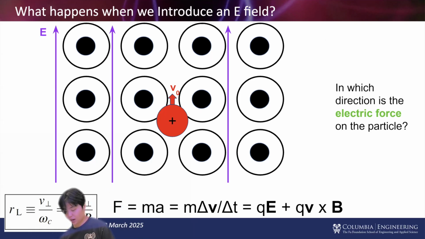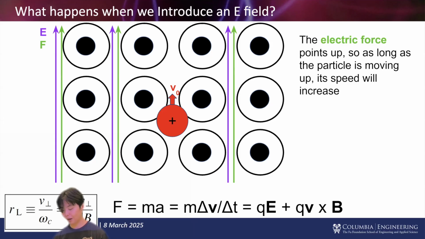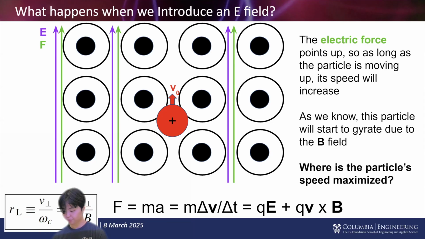First question: in which direction is the electric force on the particle? Our particle is positive, right? So the electric force is QE. Since Q is positive, it's just Q times E, which is going to be in the direction of E, so F is going to point parallel in the same direction as E. As long as the particle is moving upwards, its speed is going to increase because that force is pushing up on the particle. If I'm moving downwards, it's in the opposite direction of my force, so my velocity will decrease.